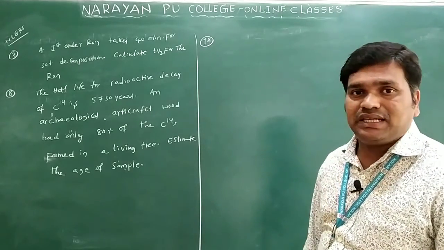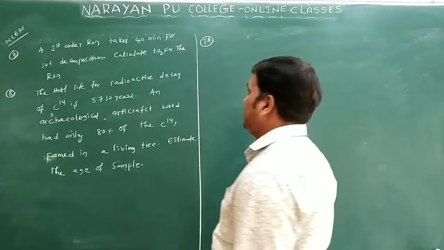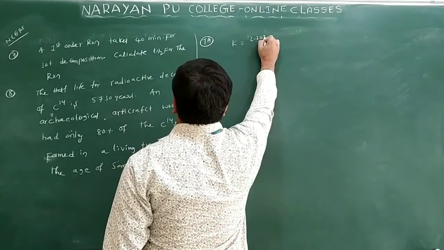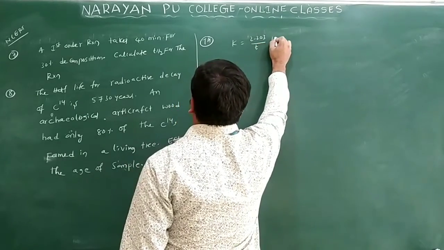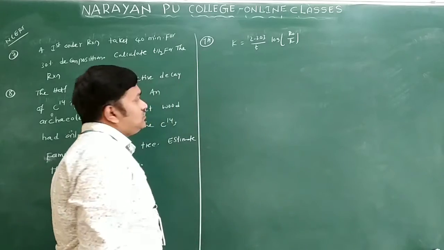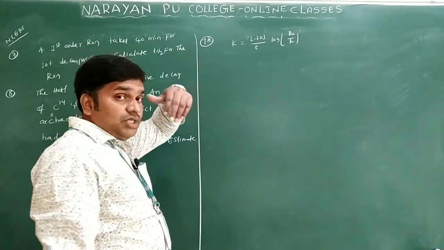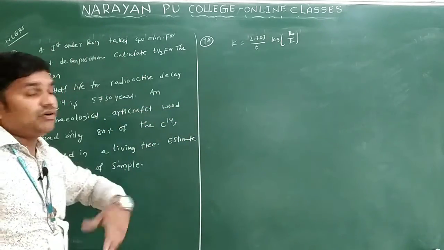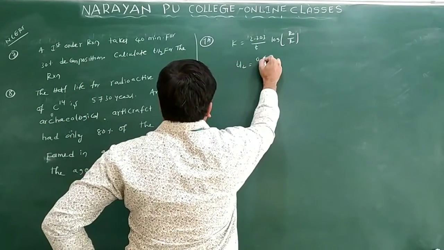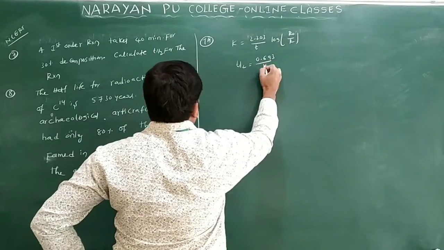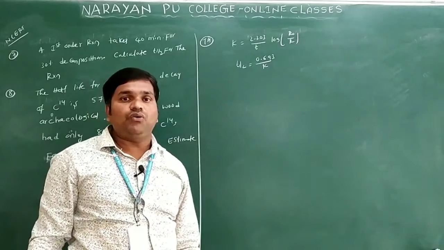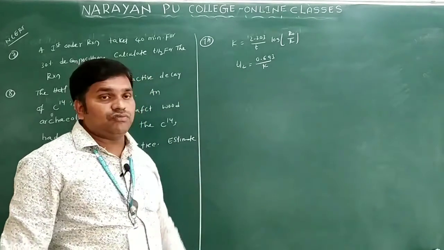So what do they ask here? Calculate the t half for the reaction. Let us write the first formula. You know K is equal to 2.303 by t into log R naught by R. If you want to find t half, generally you know t half is equal to 0.693 by K. If you want to find out t half for the reaction, first of all you can find out the K. How will you find K? K we can find from this equation.